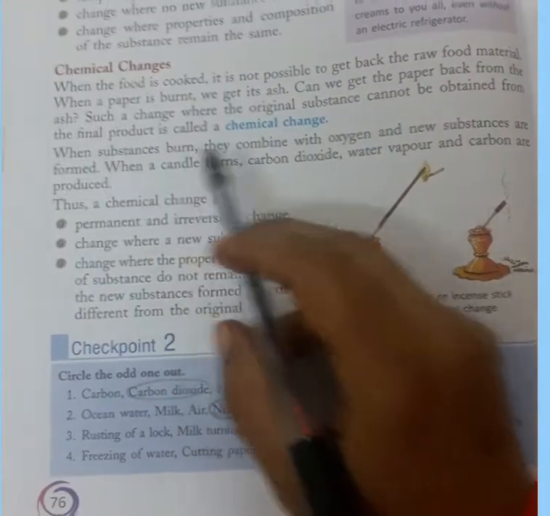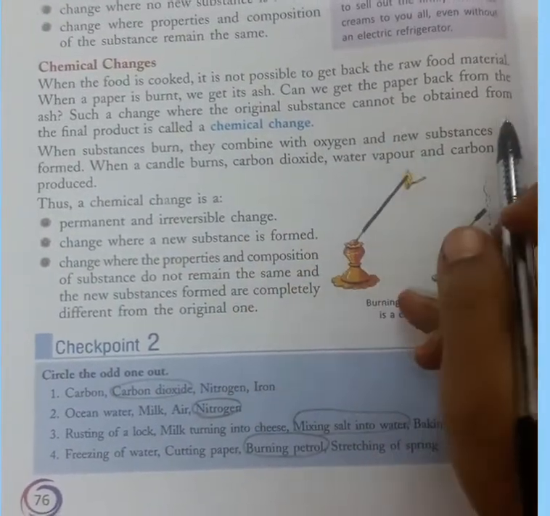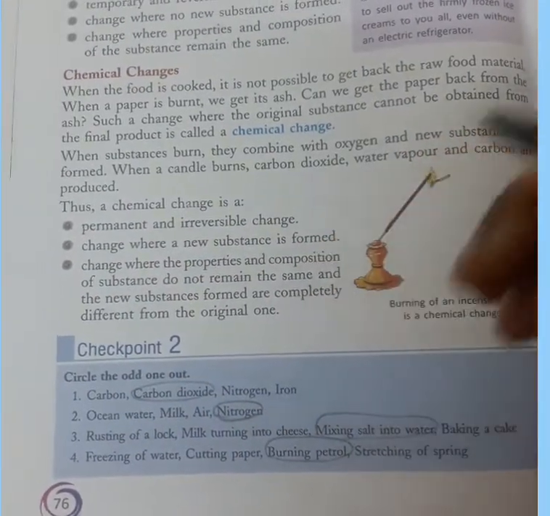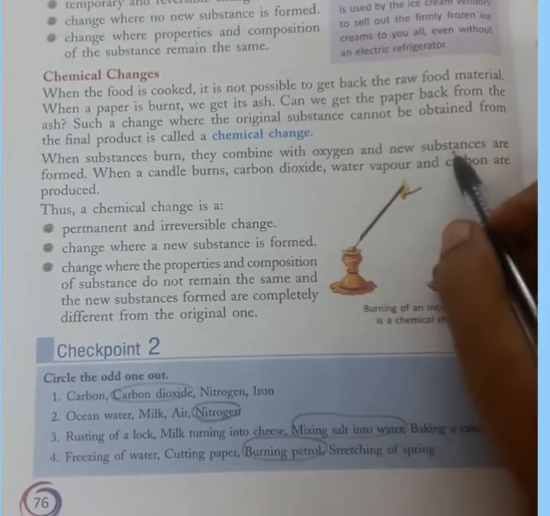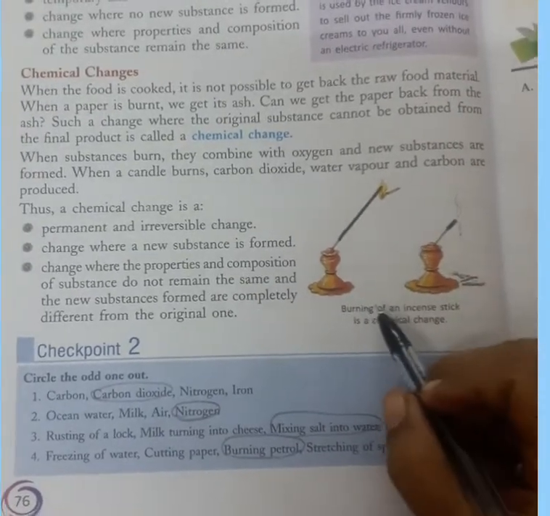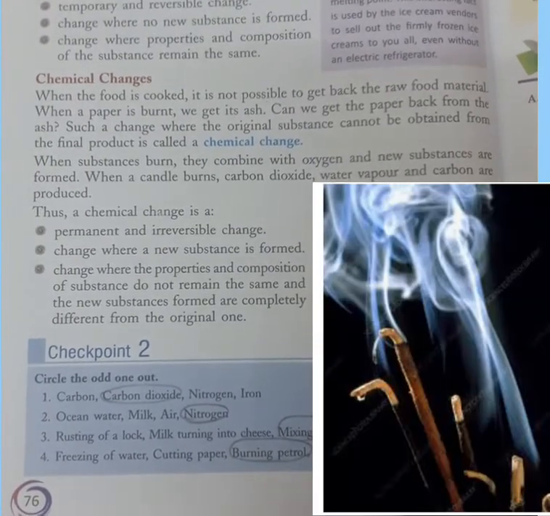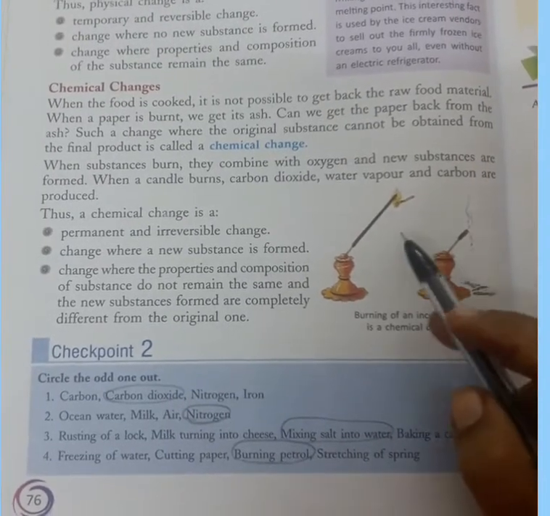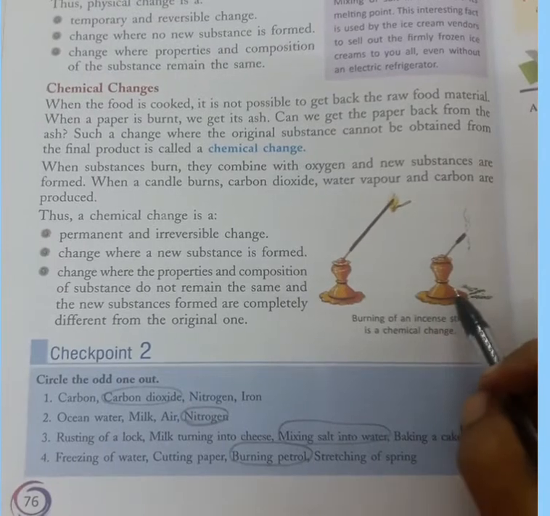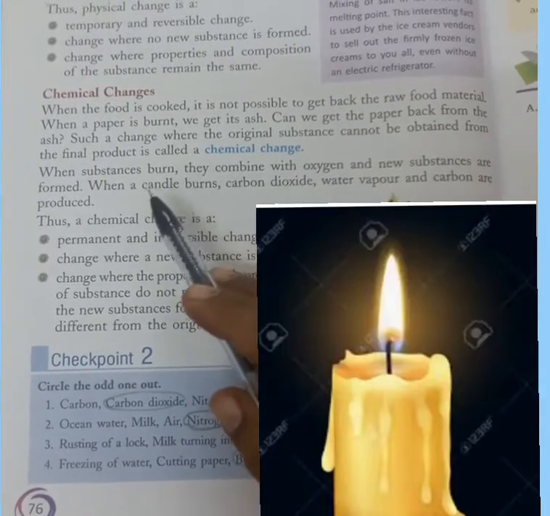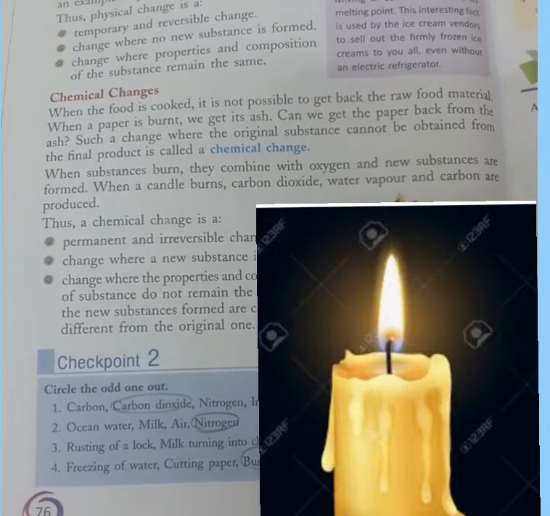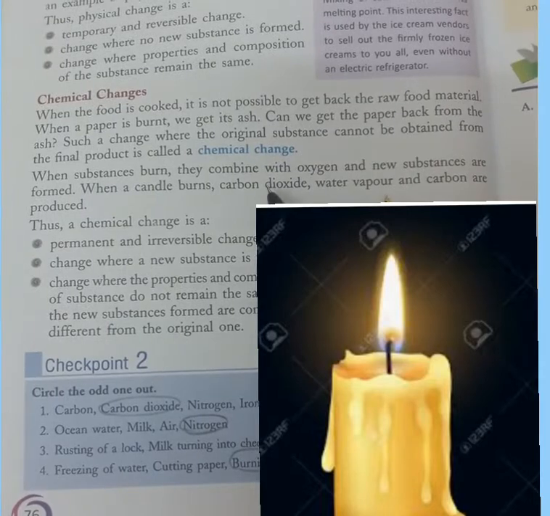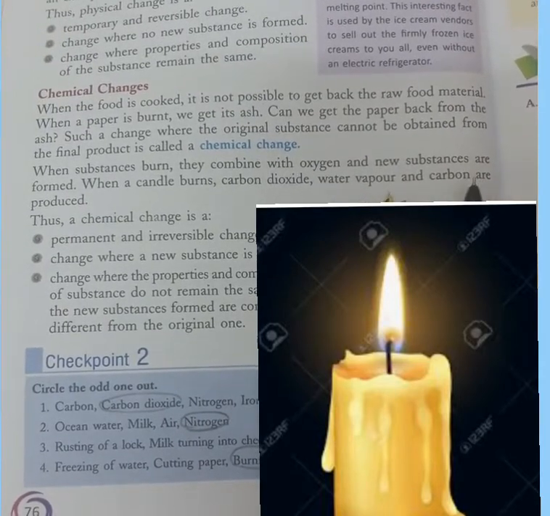When substances burn, they combine with oxygen and new substances are formed. If we burn anything, it will combine with oxygen. As you know, oxygen is needed for burning and we get a new substance. For example, if we burn an incense stick, that is agarbatti, we'll get a new substance, that is ash, and we cannot get back the incense stick again. So that is a chemical change. When a candle burns, carbon dioxide, water vapor and carbon are produced.